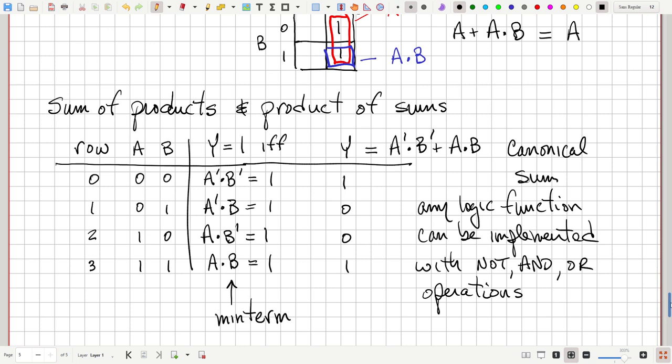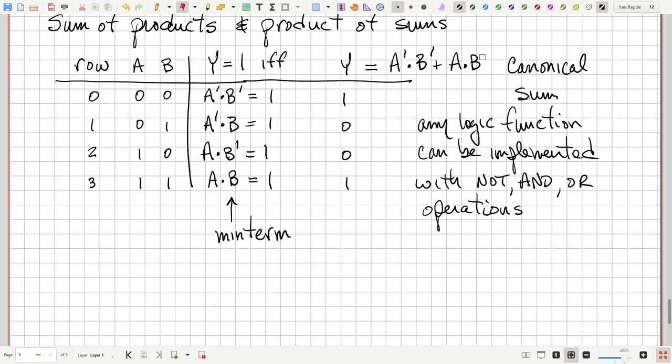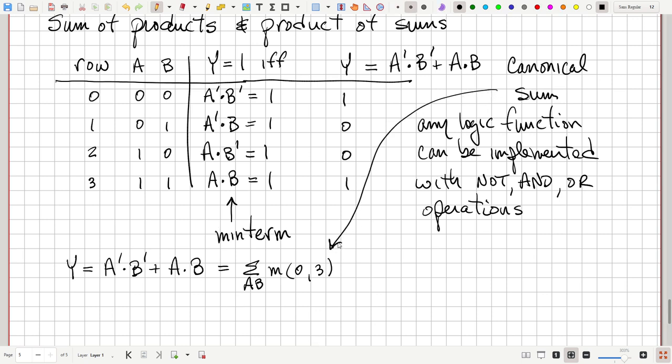So we can now express this canonical sum in a more compact form. Let's first write it out in full. Not A and not B, or A and B. We can write that formally as a sum over all values of A and B. That just means a sum over all the rows in the truth table. And we'll say M for the min term, and then just put the rows where the function is equal to 1. So that would be row 0 and row 3. So that is really the more formal way to represent the canonical sum. And it's just a listing of the rows of the truth table for which the function is 1. And that's called a sum of products. So these min terms have product forms.